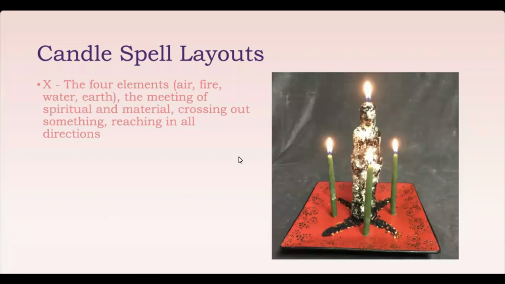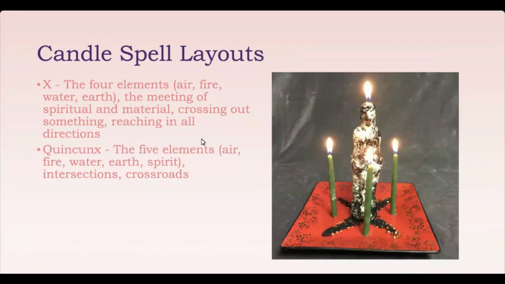And finally, we can bring an X shape. The X shape can represent the four elements: air, fire, water, and earth. It can be the meeting of the spiritual and material. It can be crossing out something. It can be for protection, or it can be for reaching out in all directions, like the crossroads.